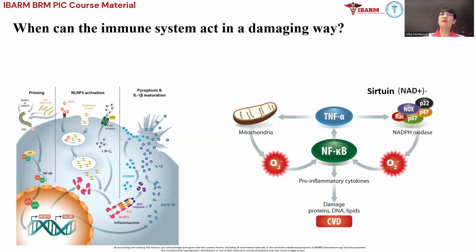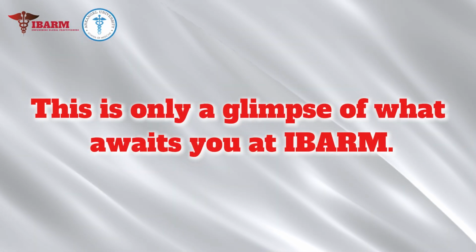When can the immune system act in a damaging way? One of the most important parts of the innate immune response is inflammasome formation. Activation of inflammasomes leads to the activation of caspase-1, which increases the production of pro-inflammatory cytokines interleukin-1 beta and interleukin-18, as well as the activation of the death protein gasdermin.